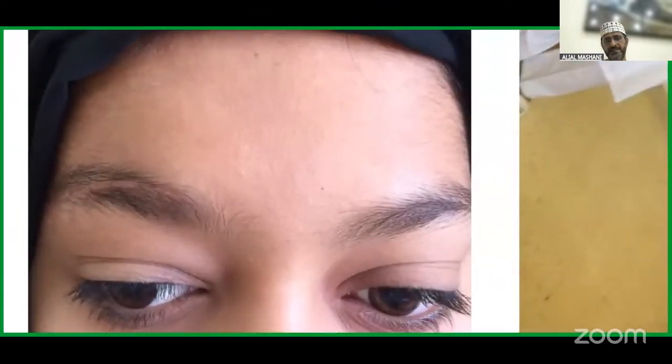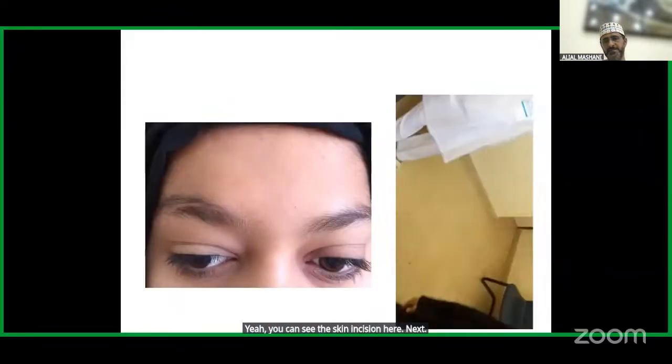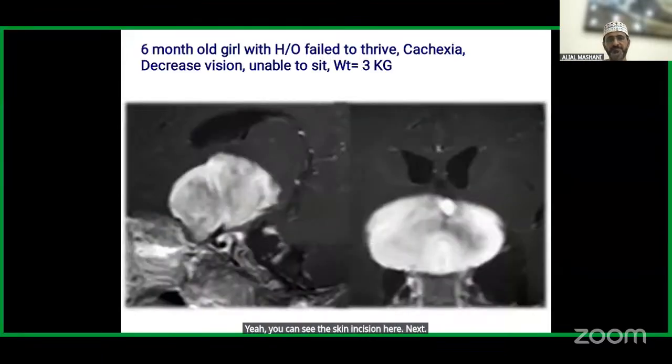Yeah, you can see the skin incision here. This is a 6 months child, a girl with a history of failure to thrive, cachectic, decreased vision, unable to sit, and her weight is only 3 kilos. If we did the MRI, this is her MRI.